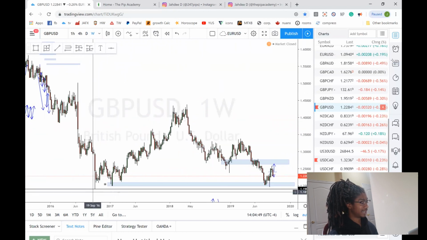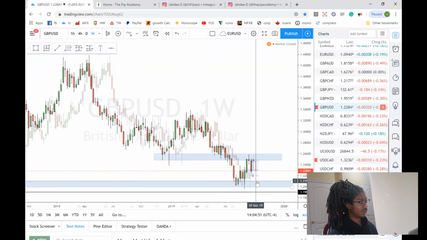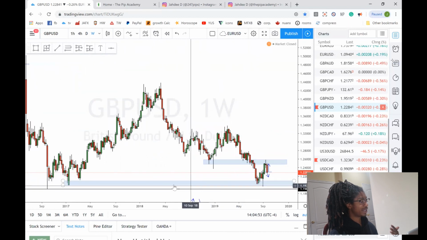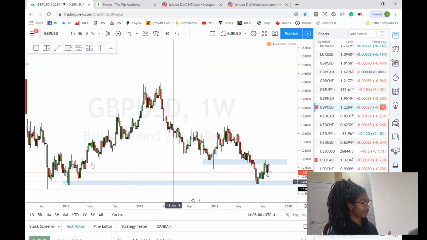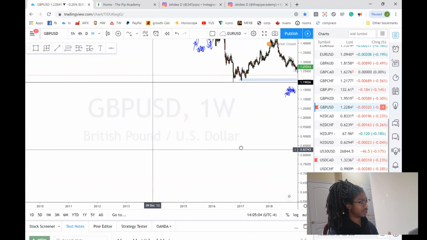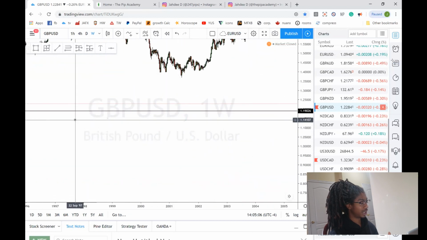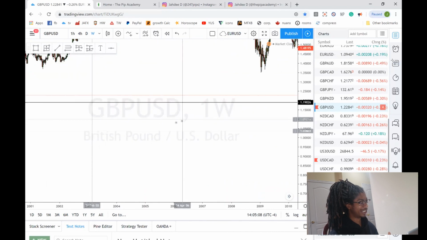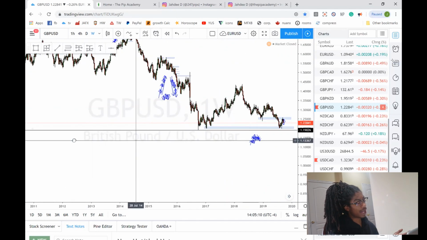This is kind of like the last support area. I'm not to say I'm against price breaking below this support area, though if it does break below this support area, just have a look. There's not anything below it, like ever, right? So it's gonna be really wild if that happens.